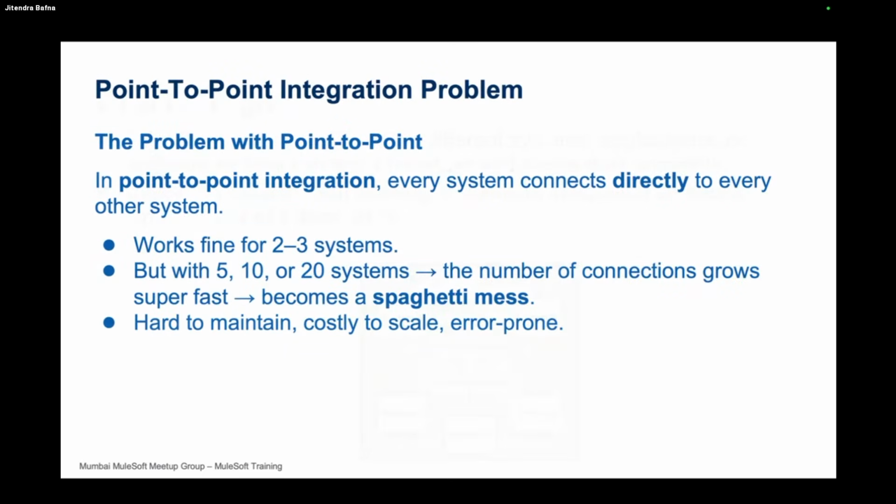I already talked about point-to-point integration. As I mentioned, it works fine with two or three systems. But whenever the number of systems grows and we want to integrate them with each other, it ends up creating a spaghetti mess, which becomes hard to maintain. It also becomes costly to scale and is always error prone. Apart from that, if you want to release any new feature, the time to market also increases, and finally it ends up creating a spaghetti mesh or monolithic architecture.